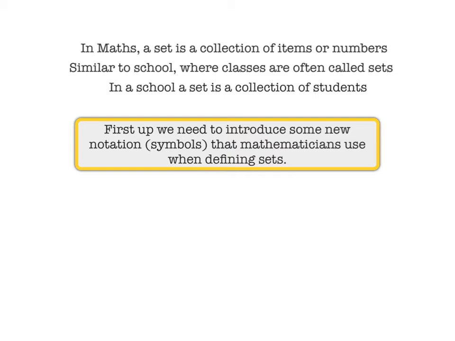First thing I need to do is introduce some new notation, so symbols, that mathematicians use when defining sets. Now this is set A. Now you know it's set A because we've got A equals. We also have these curly brackets around the numbers. So set A is made up of numbers 1, 2, 3, 4 and 5, and they are always enclosed by these curly brackets.